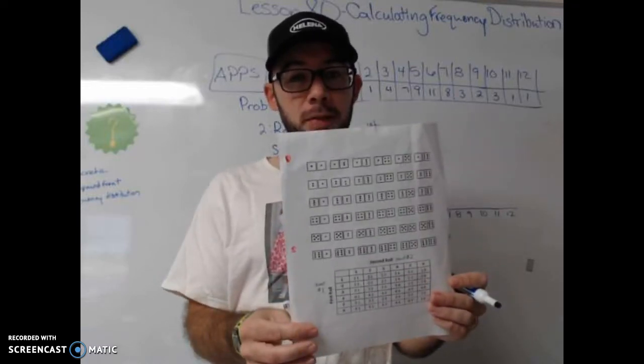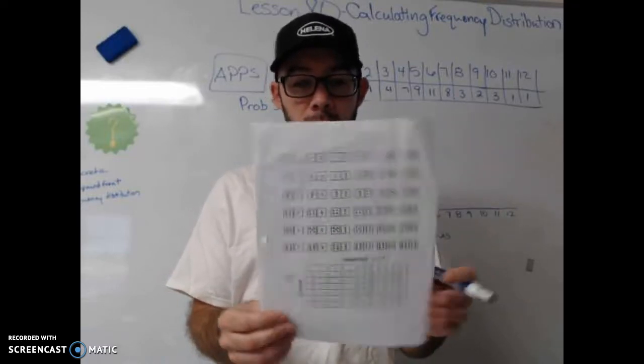If I was going to roll 2 dice, I'm going to have some different possibilities for getting different numbers. And I'll start in the middle with 7.